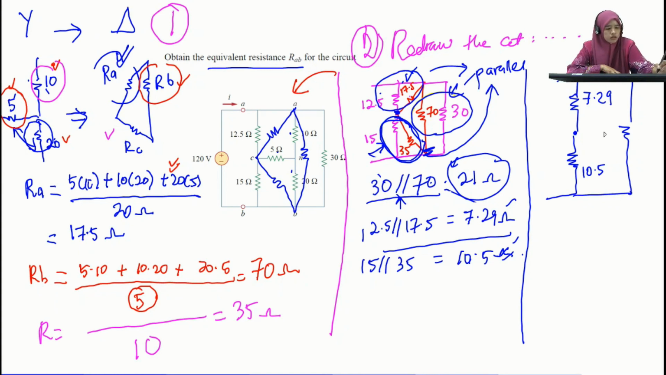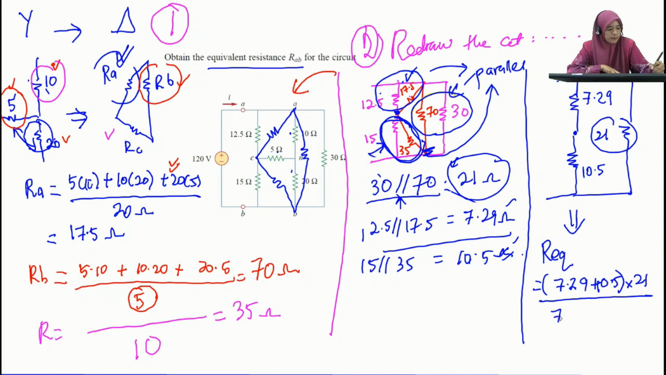Okay, so I think you can easily calculate the total resistance in the circuit. It will become 7.29 plus 10.5 in parallel with this one, right? So we just calculate like this, plus 21. So your final answer will be 9.8 ohm. You will definitely get it correct if you follow the rules. As simple as that. Thank you.